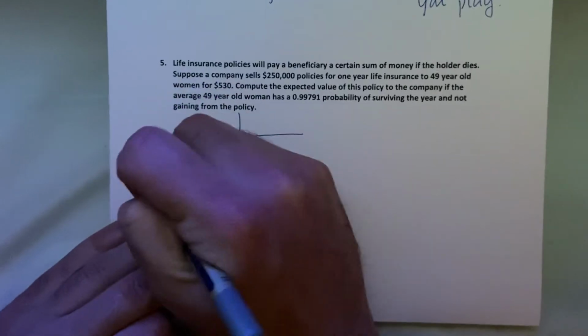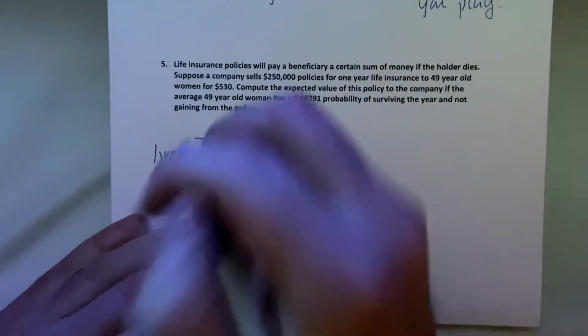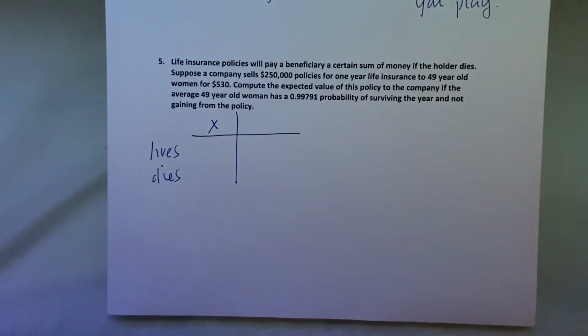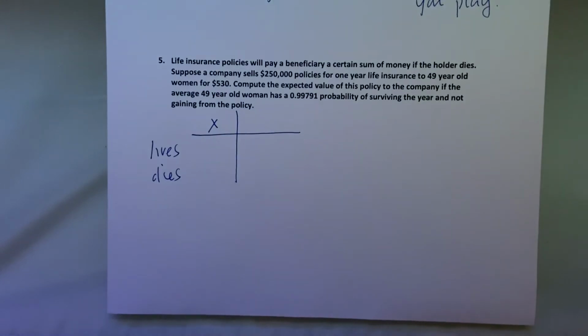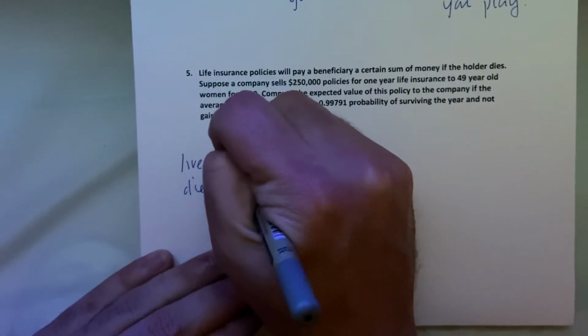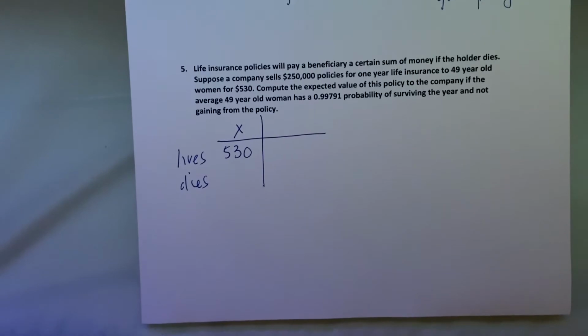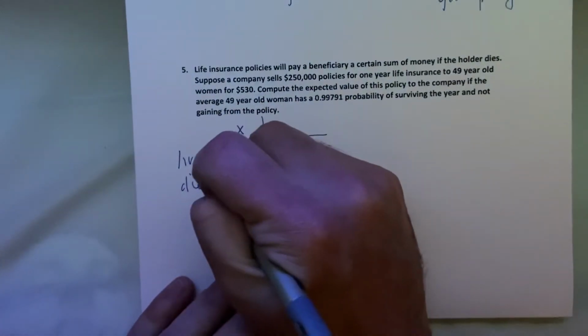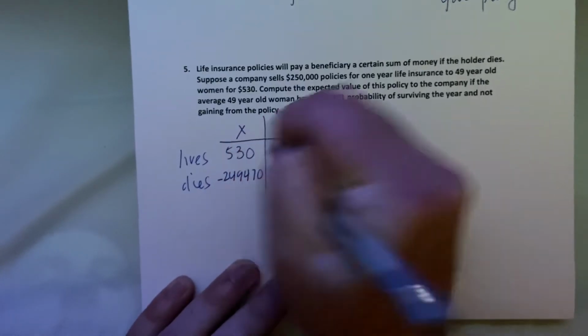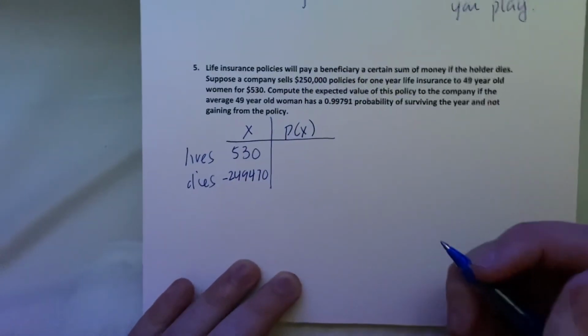Okay, so only 2 things can happen. She lives or she dies. If she lives, what is it worth to the company? She paid them $530 and they paid her $0. However, if she dies, she paid them $530 and they paid her $250,000. So what do you have to do? 530 minus 250,000 to get negative 249,470.